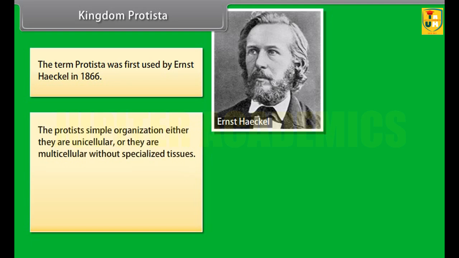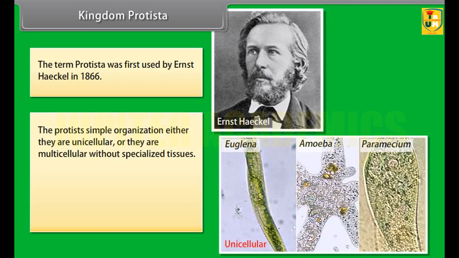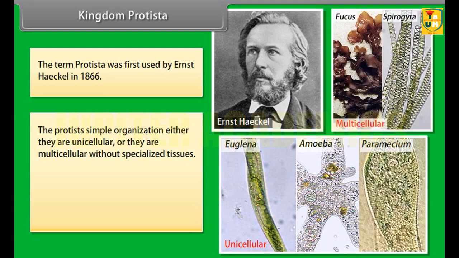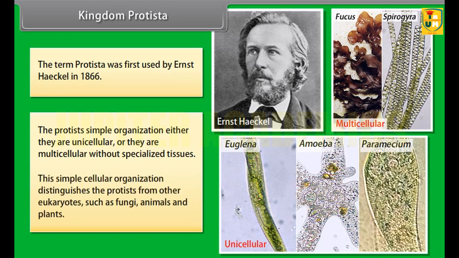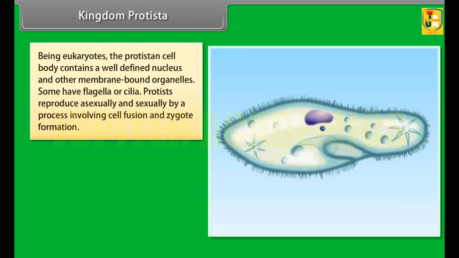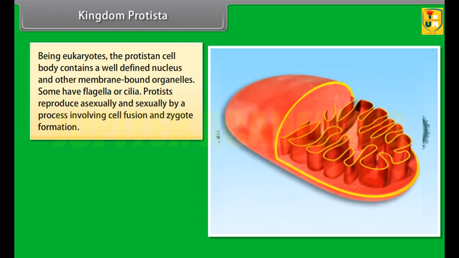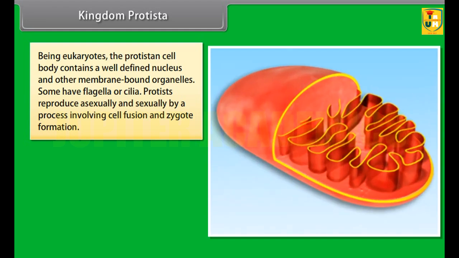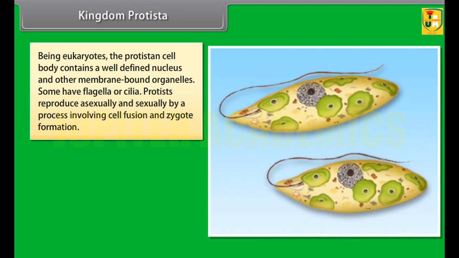The protists' organization is simple: either they are unicellular or they are multicellular without specialized tissues. This simple cellular organization distinguishes the protists from other eukaryotes such as fungi, animals, and plants. Being eukaryotes, the protistan cell body contains a well-defined nucleus and other membrane-bound organelles. Some have flagella or cilia.